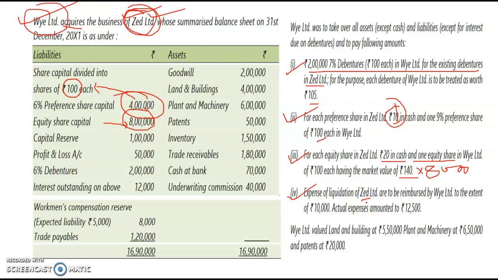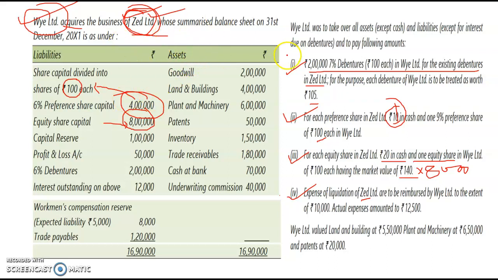Now in this case, like in this example, it is mentioned that expenses of liquidation of Z Limited are to be reimbursed by W Limited to the extent of rupees 10,000. So in this case, the expenses at first are being done by Z Limited, that is the transferor company. So definitely the entries will be there, and after the amount is being reimbursed, then we will be making a similar opposite entry to whatever entry we have made in the past.